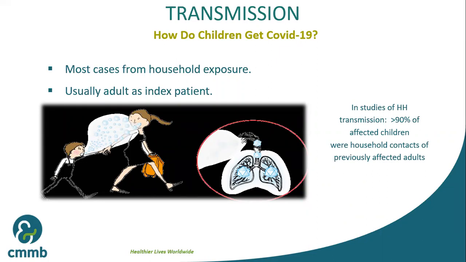So in most cases, transmission of COVID-19 among children has mostly been proved to be by household exposure, usually from an adult index patient. It also has been proved that caregivers and healthcare associated outbreaks have been reported. In some studies in the United States, more than 90% of children were affected by household contacts with previously affected adults.